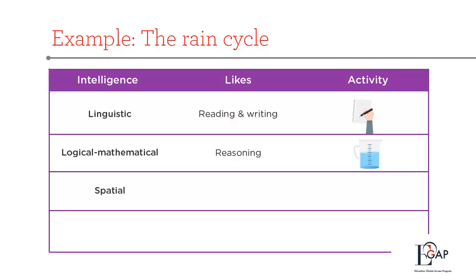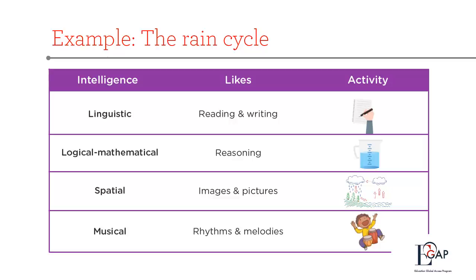Your spatial learners love images and pictures, so you could have them draw a chalkboard mural depicting the water cycle. Your musical students love rhythms and melodies, so you could have them perform a concert all about the effects of drought on the earth in front of other students.